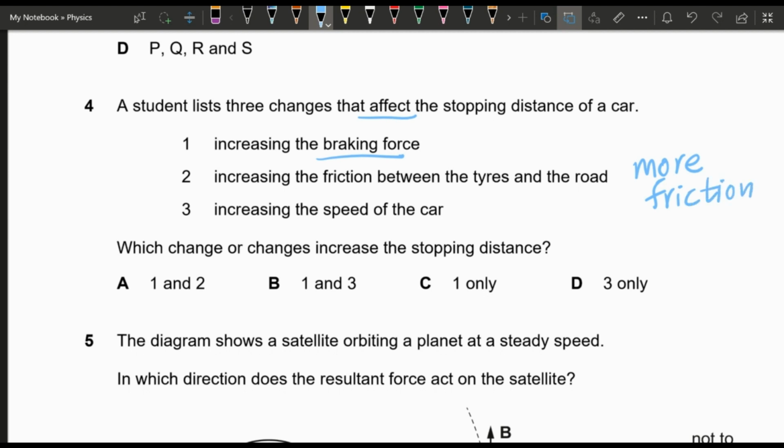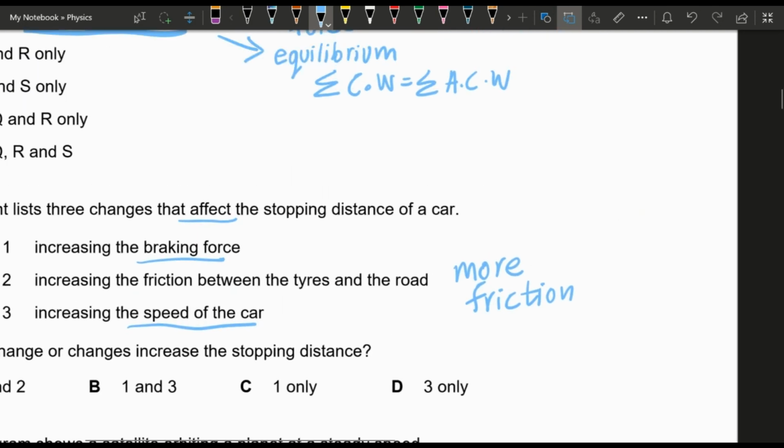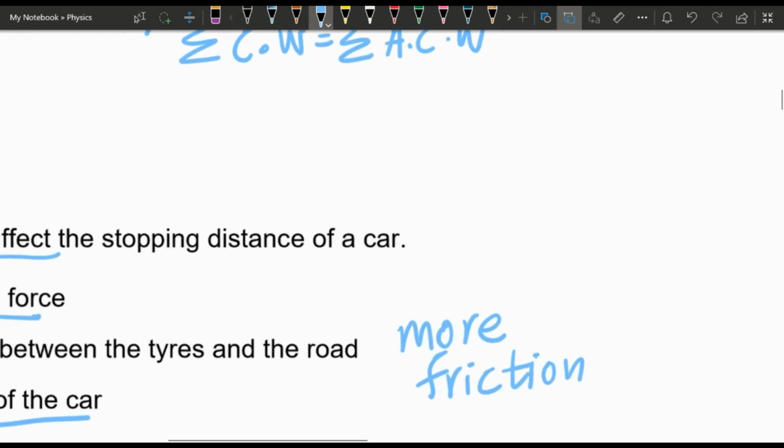Right? Increasing the speed of the car. If the speed increases, obviously the braking distance will increase. Which change or changes increase the stopping distance? So, okay, let's learn first what is the stopping distance.